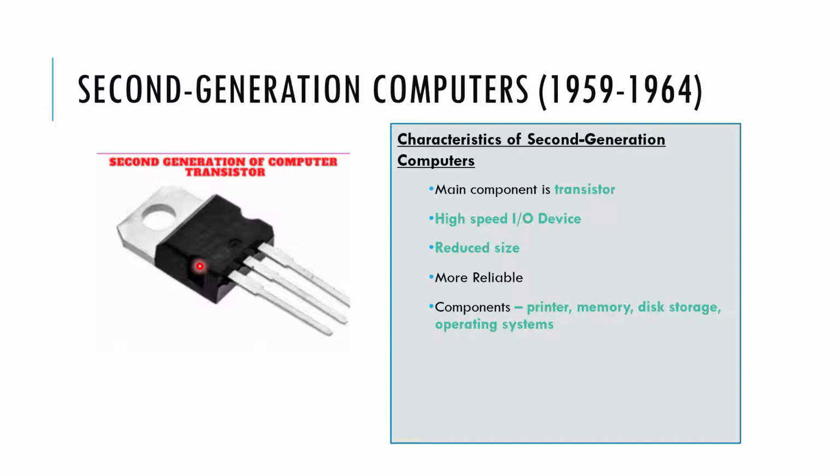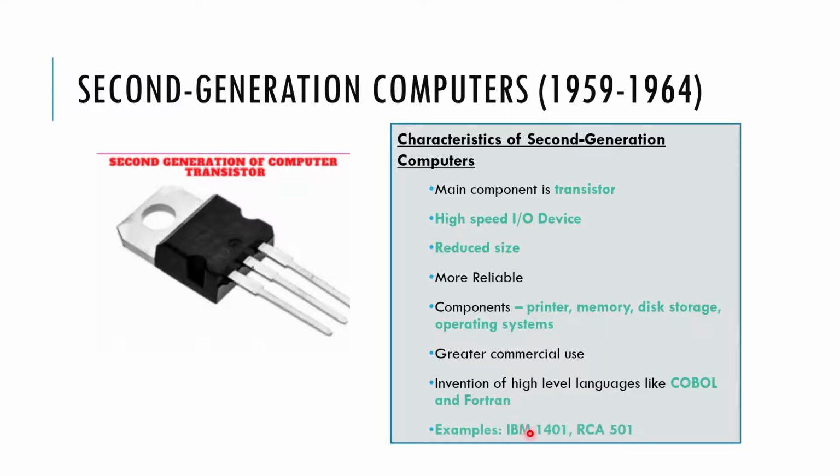They had many components, but the main ones were printer, memory, disk storage, operating system, which are associated with the modern day computers. They were easier to program than the first generation computers, as a result of which they had a greater commercial use. Invention of high-level language like COBOL and Fortran came into picture during the second generation computers. Examples are IBM 1401 and RCA 501.